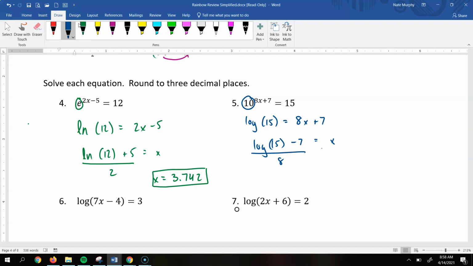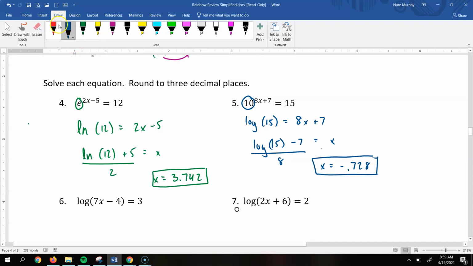So again, when I go to type this in on my calculator, I'm going to do this in 2 steps. I'm going to type the log of 15. Make sure that after you type in the log of 15 that you close it off with parentheses. So we'd have log of 15 minus 7. And I would hit enter, and then after doing that, I would divide by 8. And when you do that, you get an answer of negative 0.728 when you round it 3 numbers past the decimal.